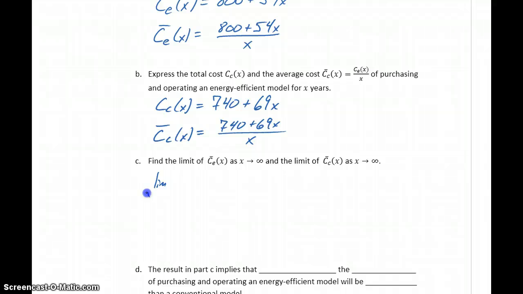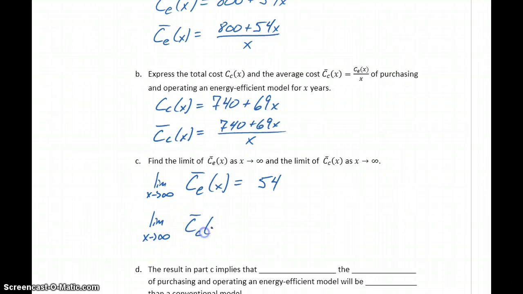In part C then, we want to find the limit as x approaches infinity of our average cost function for the energy efficient model. So you can switch back over to Wolfram Alpha, repeat the same process we did in the last example, but this should give you a value of 54. Take the limit as x approaches infinity of the average cost function for the conventional model. Should give us a value of 69.